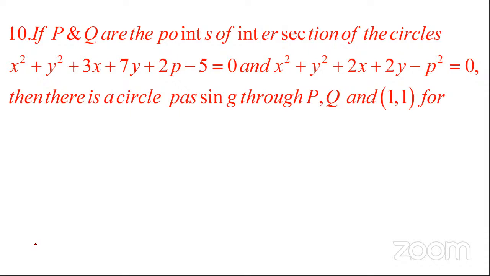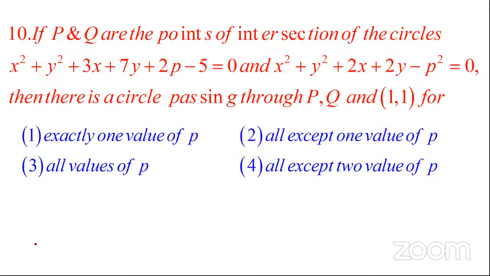If P and Q are the points of intersection of the circles x square plus y square plus 3x plus 7y plus 2p minus 5 equals 0, and x square plus y square plus 2x plus 2y minus p square equals 0, then there is a circle passing through P, Q and (1, 1) for exactly one value of p, all except one value of p, all values of p, or all except two values of p. So if these two equations are satisfied, then what is the p value is what is asked here.